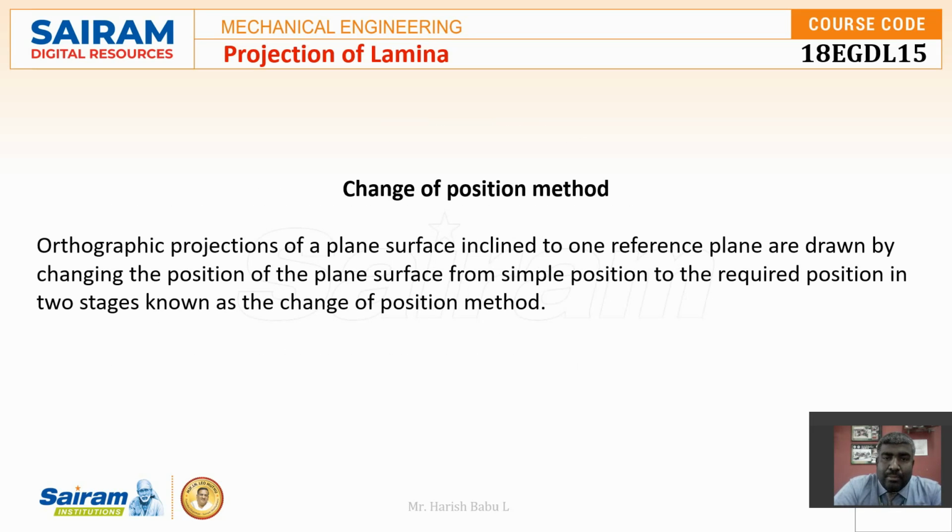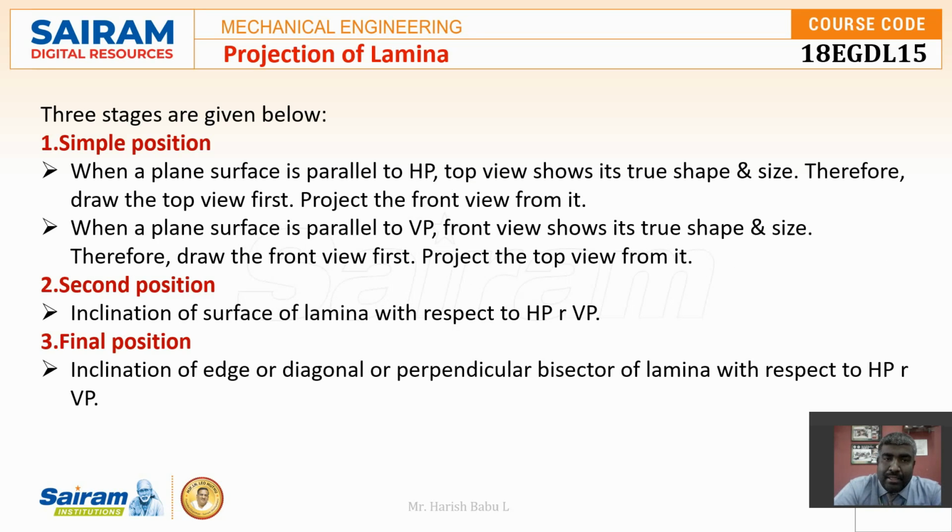So how exactly will the projection be done? Projection will be done based on the change of position method, where if a surface is inclined to one reference plane, it will be drawn by changing the position of the plane surface from the simple position to a required position. In this we will have two stages or three stages. This process is called the change of position method.